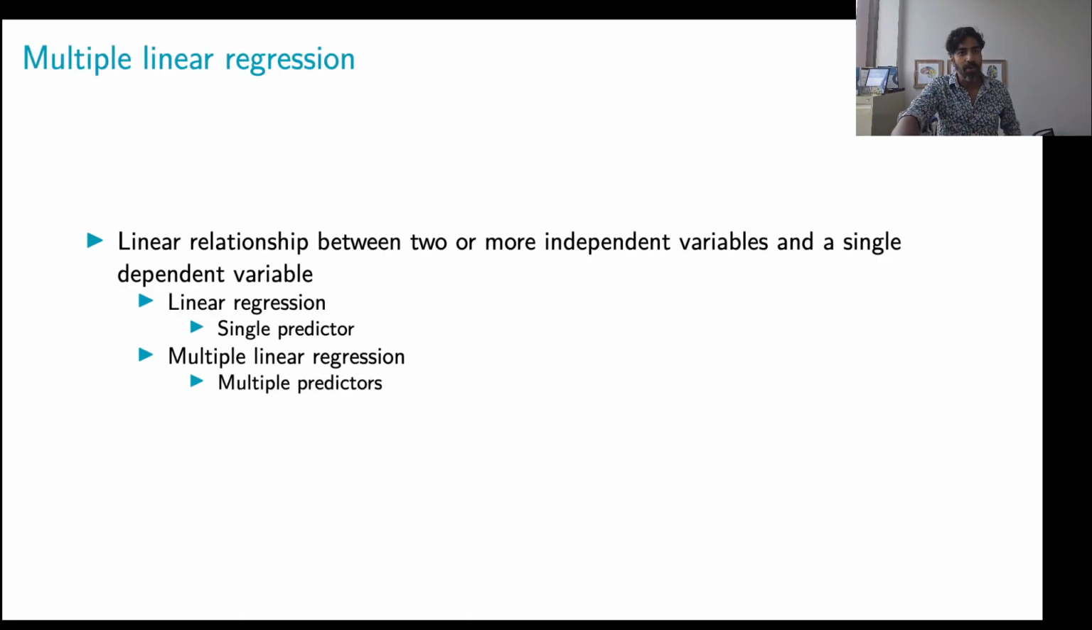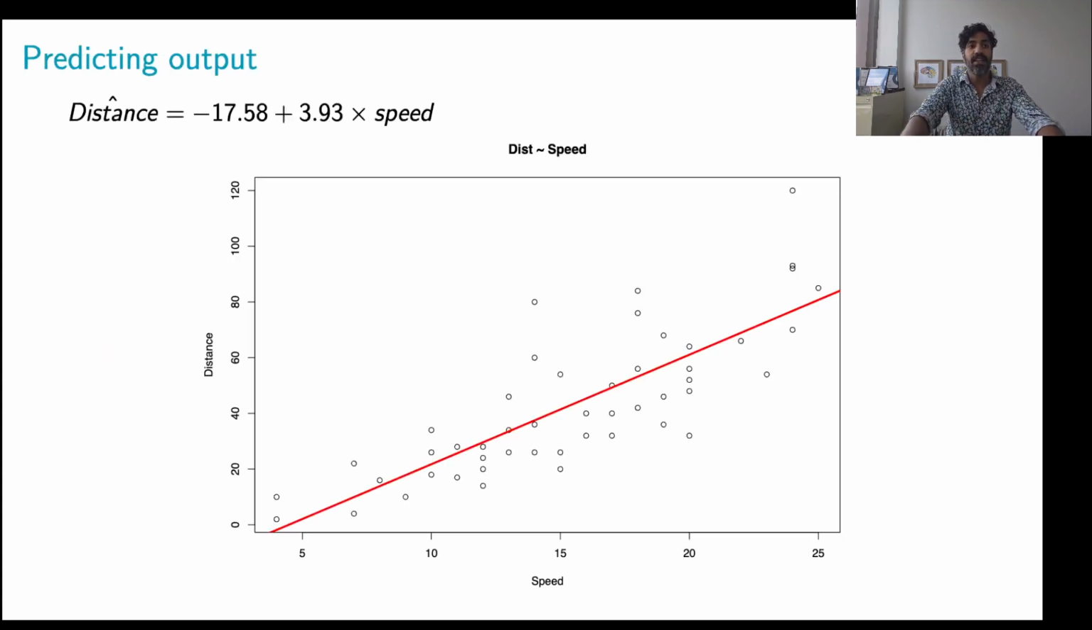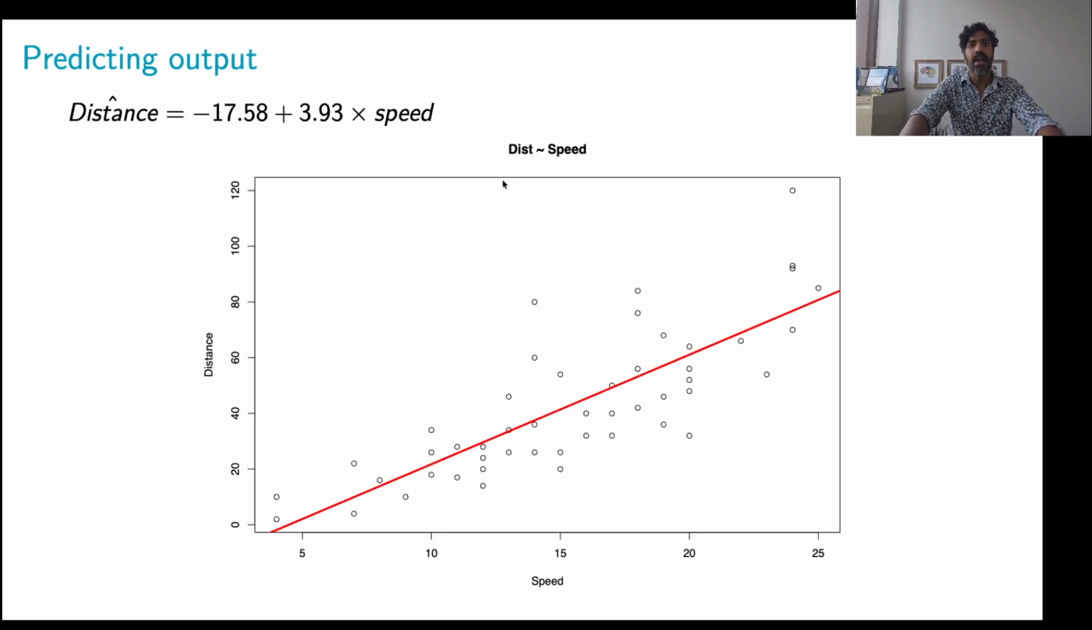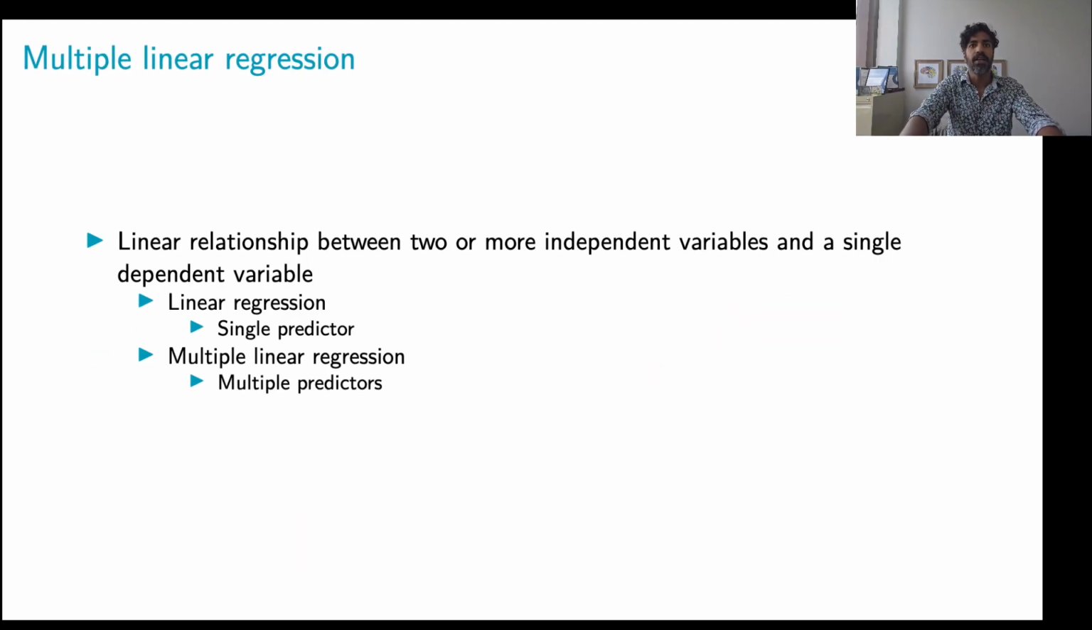So let's now talk about multiple linear regression. We talked about linear regression and correlation. Multiple linear regression is the linear relationship between two or more independent variables and a single dependent variable. Instead of just looking at speed and distance, you have multiple variables in the model. You can have a linear regression, which is a single independent variable and a single outcome variable, which is what we've looked at thus far, and then you can have multiple linear regression, where you have multiple predictors and your outcome measure.